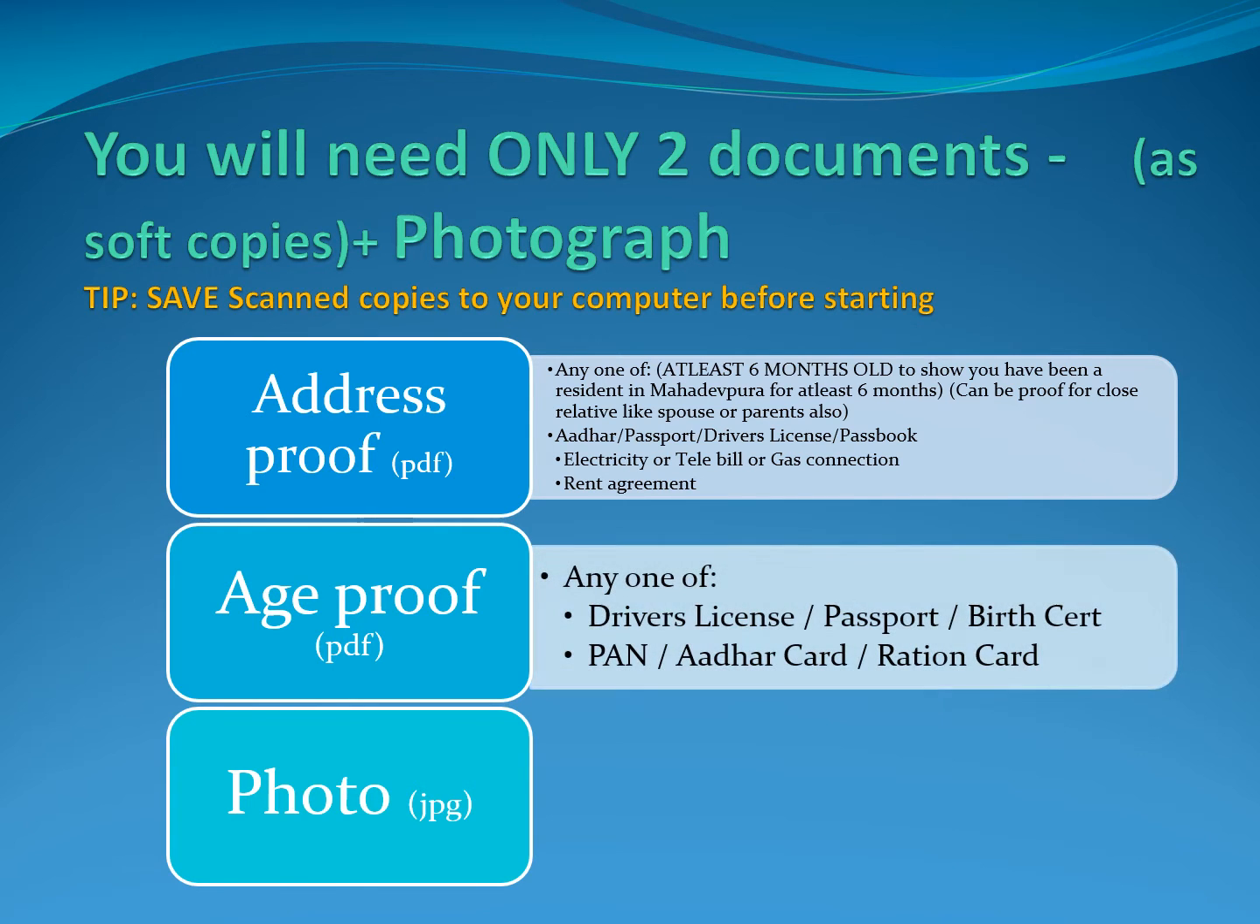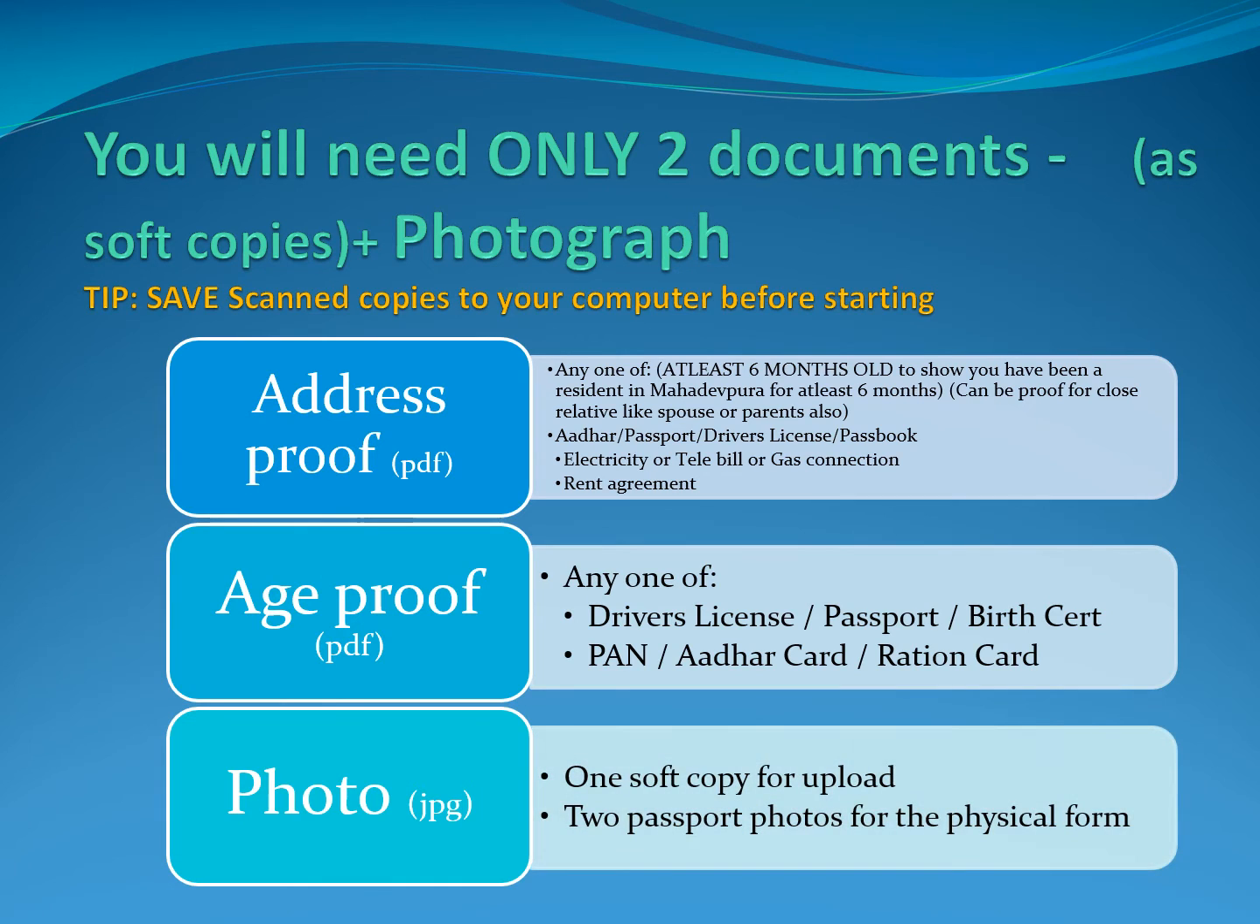For the age proof, you can use any one of the following documents as listed: driver's license, passport, birth certificate, anything that really shows your date of birth. And then your photograph. In addition to the soft copy that you upload, you will also need 2 passport size photographs for the actual physical form that you will submit at the BBMP office.